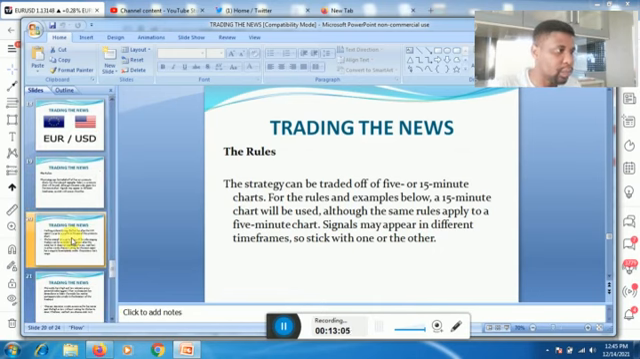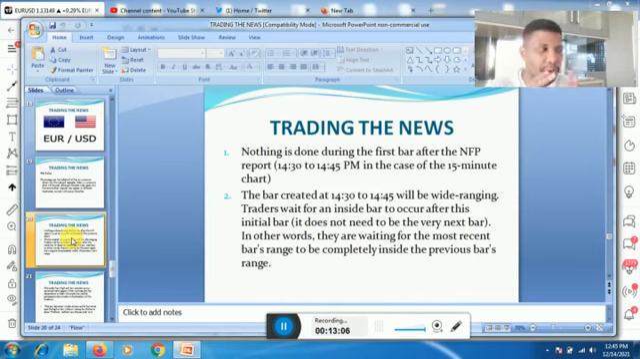So okay, moving forward. Rule number 1: nothing is done during the first bar of the NFP or the FOMC. So depending on the news event you are trading.